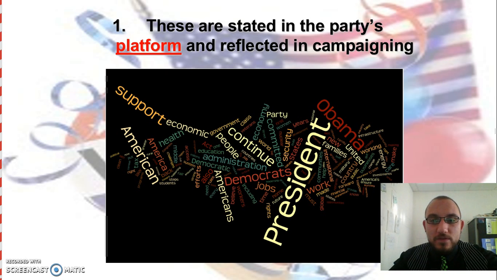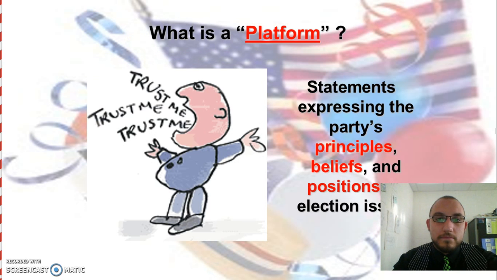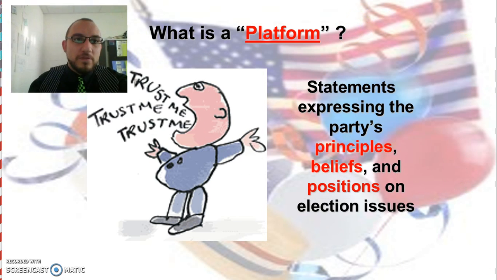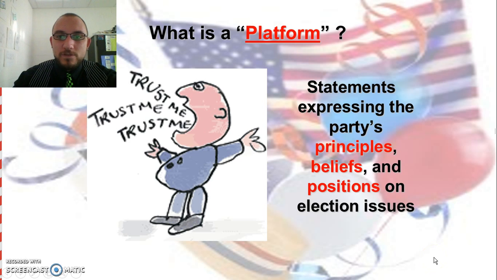And every platform, whether it's a real platform or this metaphor of a platform, is made up of planks, and planks would be the individual ideas of each party, what they believe about certain issues or topics. And when you look at that, all the planks make up a platform. Okay? So you can see just a better definition of what is a platform. The platform is statements expressing the party's principles, beliefs, and positions on the election issues. All right? The platform just tells you what the party believes, and it's where the party stands, which is why we use the platform metaphor.